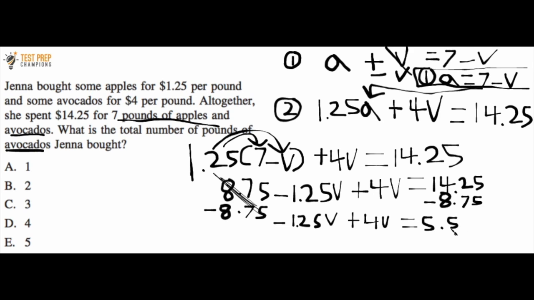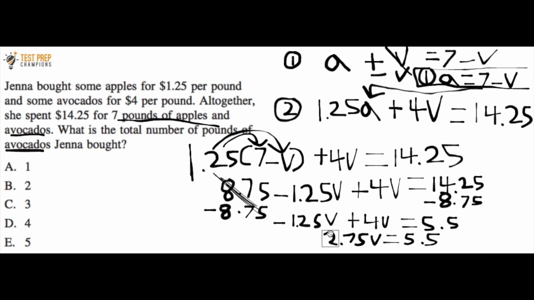Now I have to add. You could think of this like subtracting 4 minus 1.25, or you could just put in your calculator negative 1.25 plus 4. It's going to give you the same answer either way. That answer is 2.75V equals 5.5.